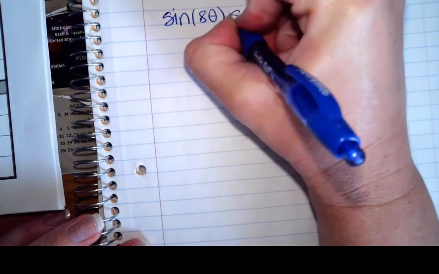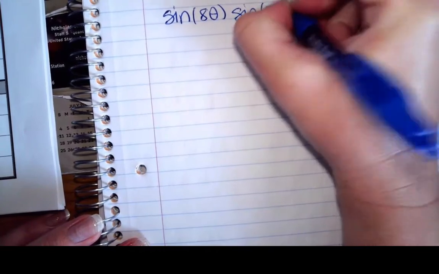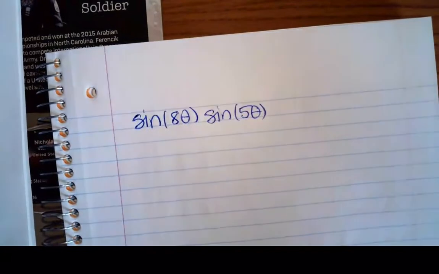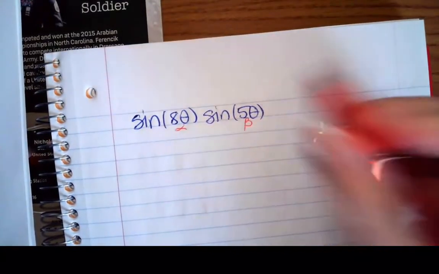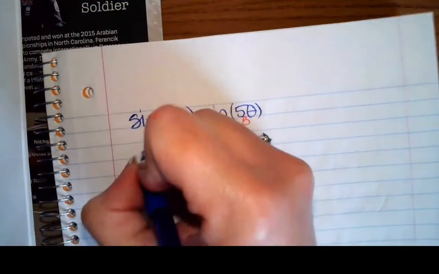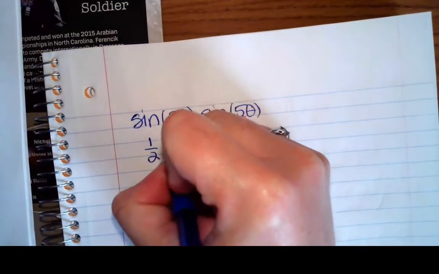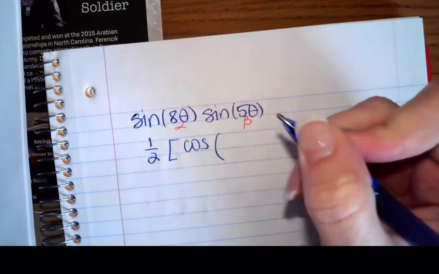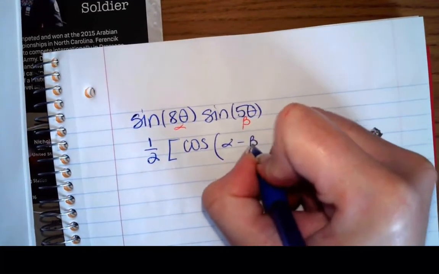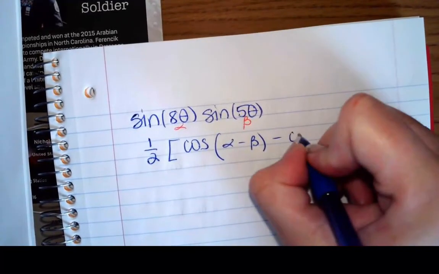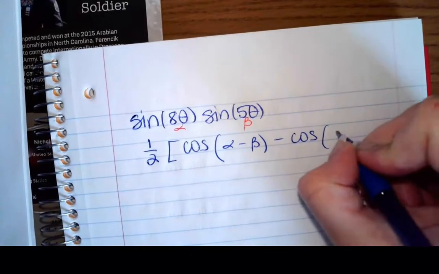Wrong page. All right, so I've got sine of 8 theta times the sine of 5 theta. So I notice it's sine alpha, sine beta. So using the appropriate formula, I've got 1/2 times the cosine of alpha minus beta minus the cosine of alpha plus beta.